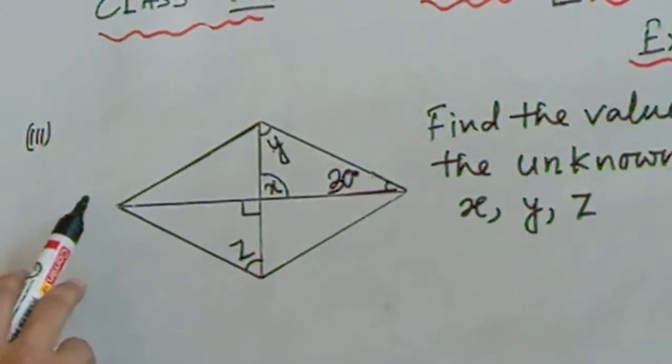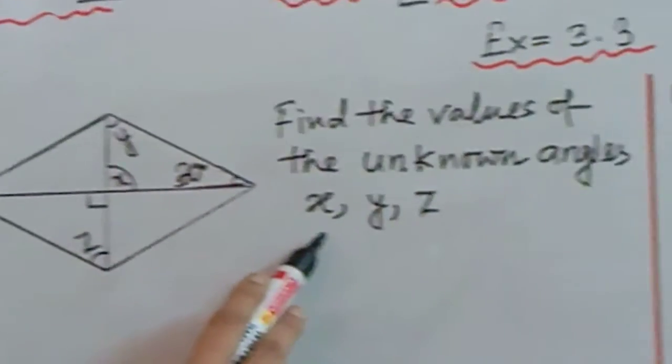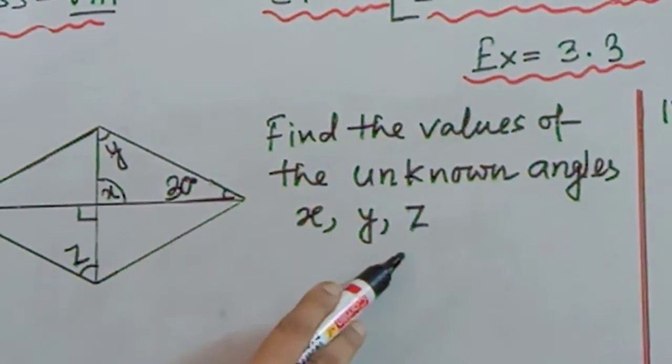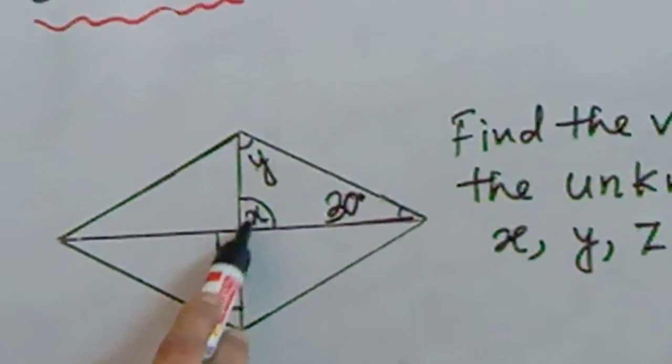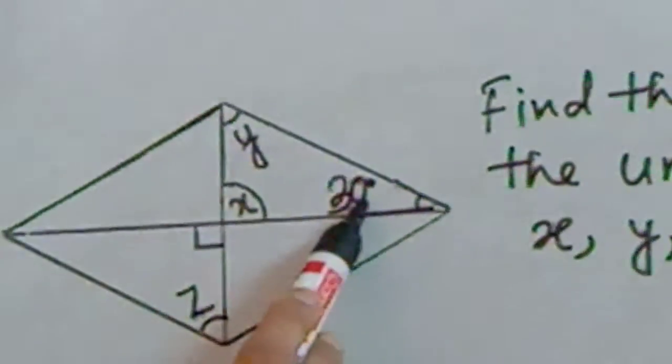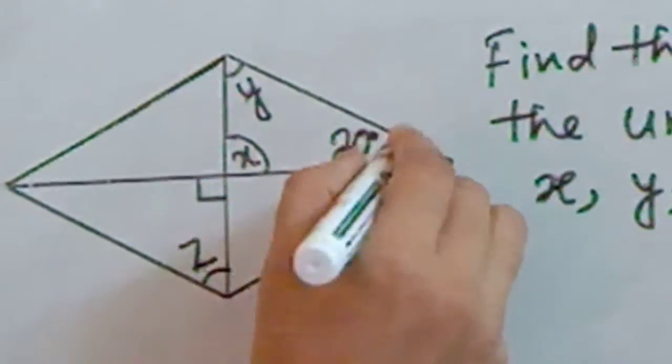In question number 3, look at the diagram. You have to find the values of the unknown angles x, y and z. You can see here it is y, it is x and it is z, and this angle is 30 degrees. The angle measure of this angle is 30 degrees.